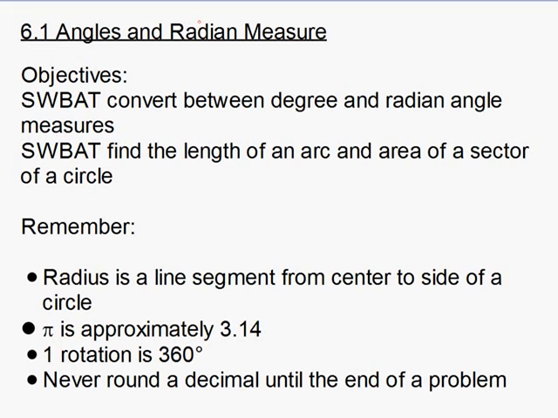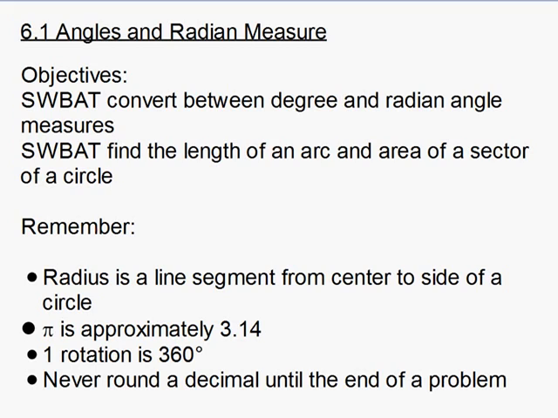So 2 things that I need you to have written down, as we know Promethean board rules apply. Students will be able to convert between degree and radian angle measures, and students will be able to find the length of an arc and area of a sector of a circle. So the piece of a circle right here and the pizza slice of a circle.